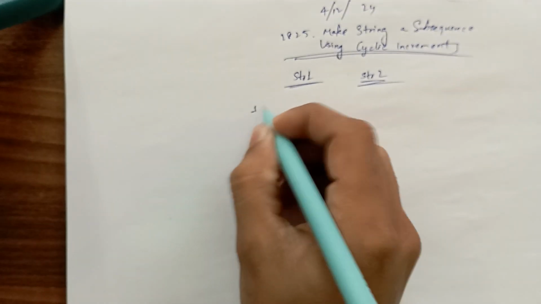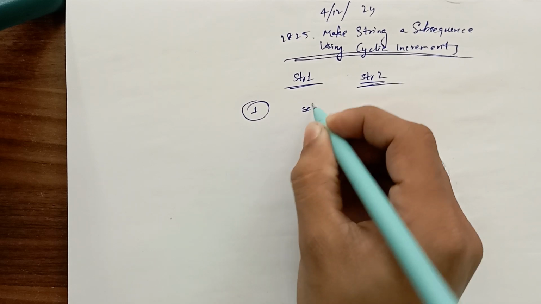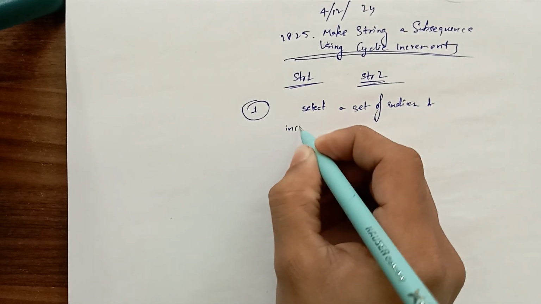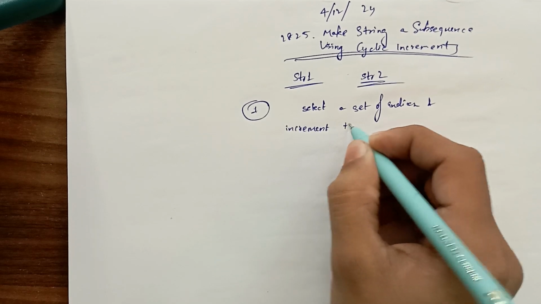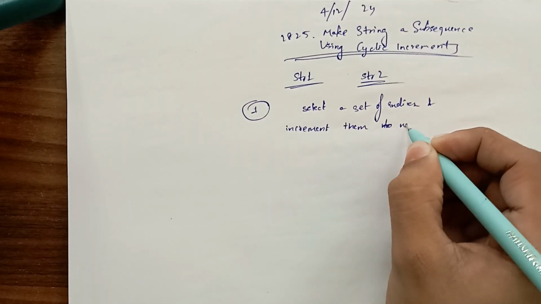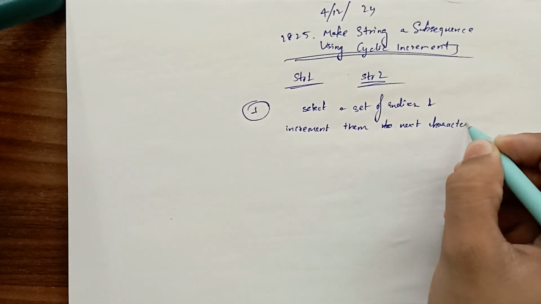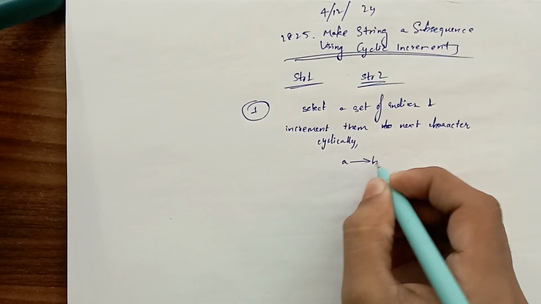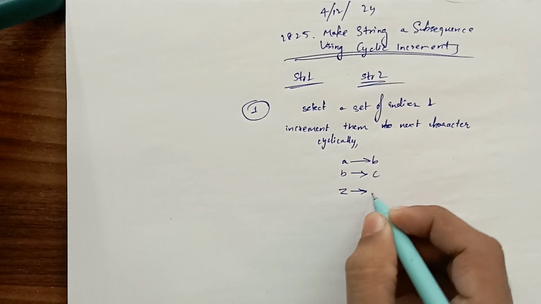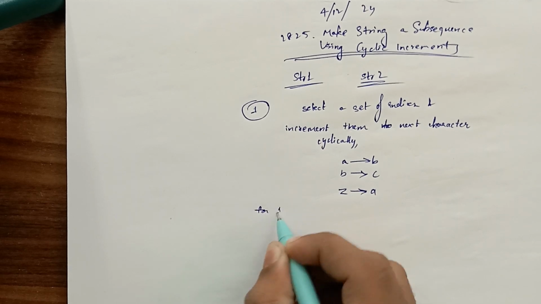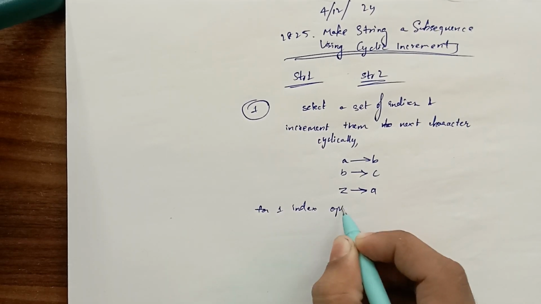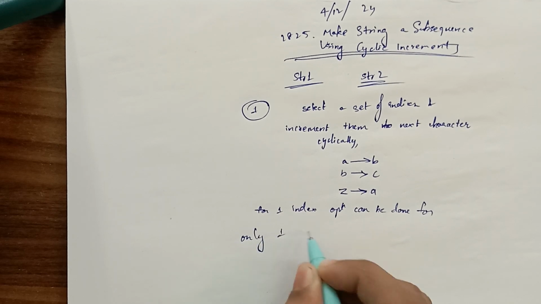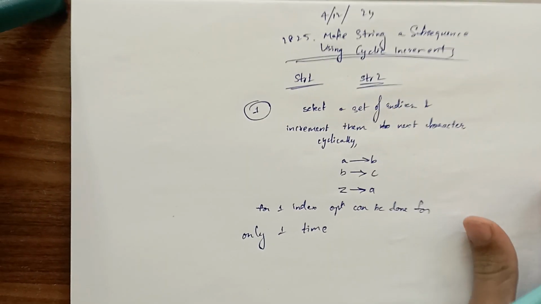By doing one operation, the operation is to select a set of indices and increment them to the next character cyclically. That means A can become B and B can become C and Z can become A. So for one index, the operation can be done only one time. So we are given some examples.